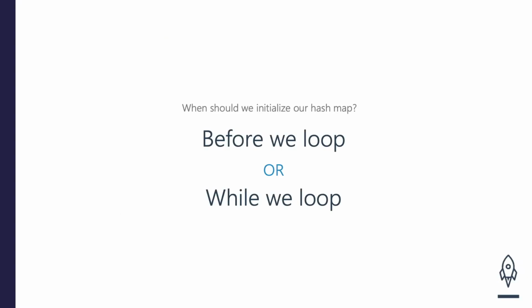Perfect. So in our directions, it says we need to initialize our data structure, in this case our hash map, some time while running this application. So the question is, should we initialize it before we loop or while we loop? We know we need to initialize this hash map for every time we see a new character. So before we loop, we don't actually know what characters are in our string. It would make it a lot easier on us if we just initialized our hash map every time we saw a new character. So in this case, I'm going to choose while we loop.